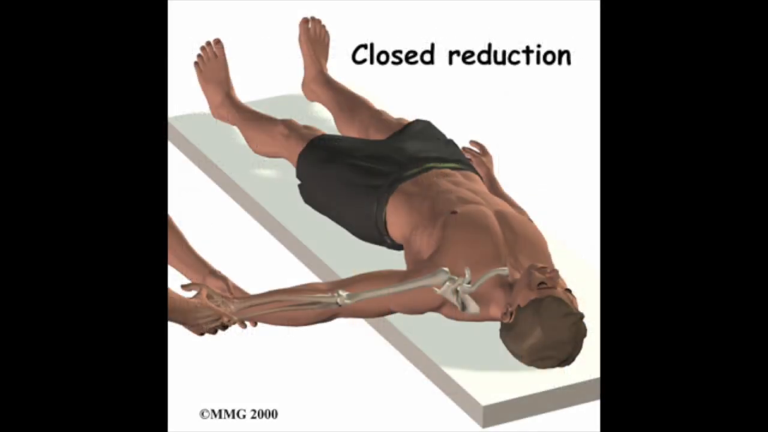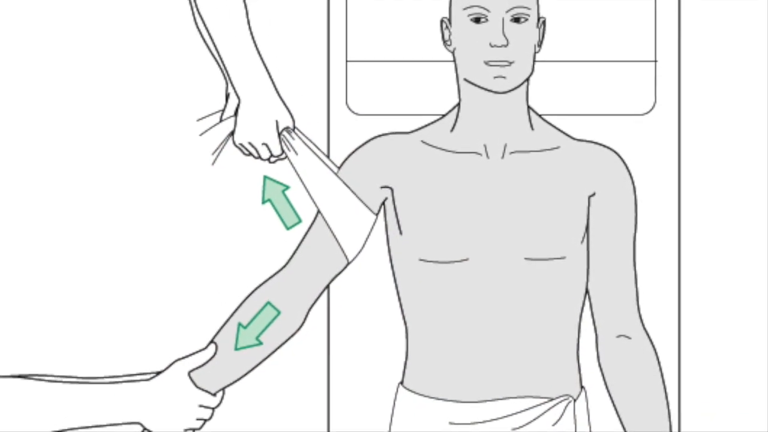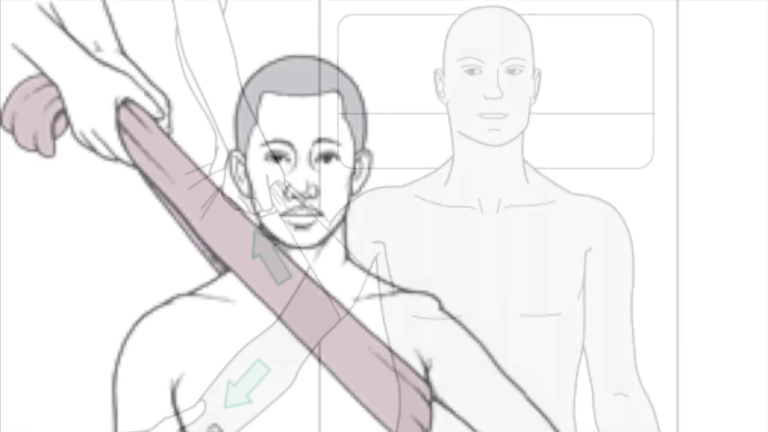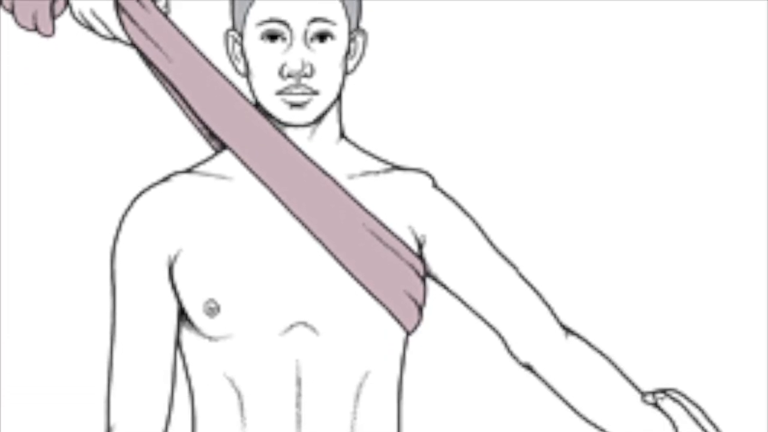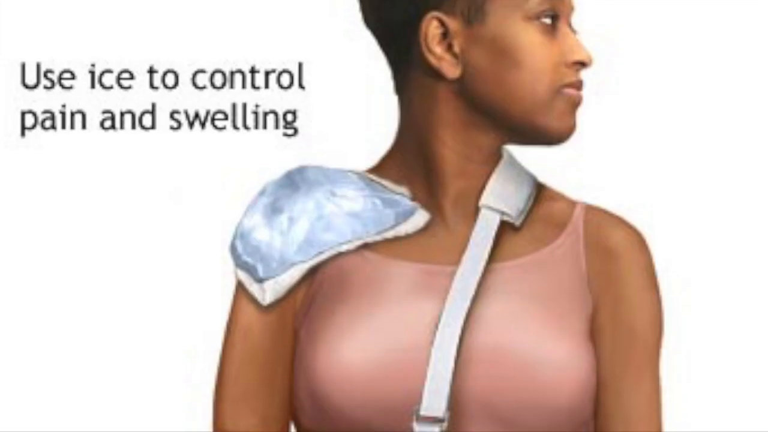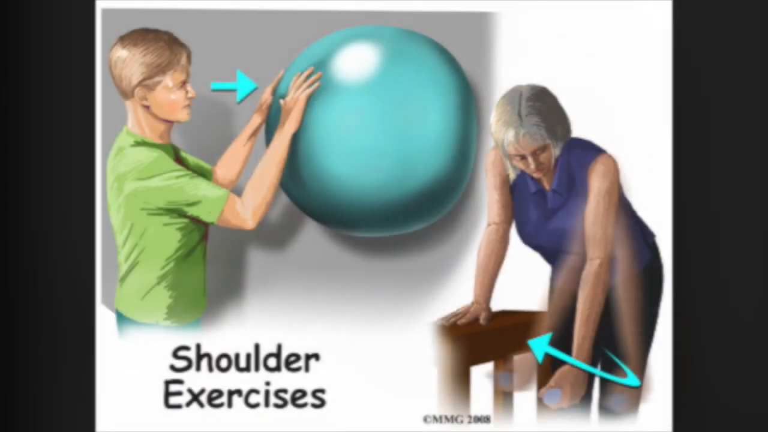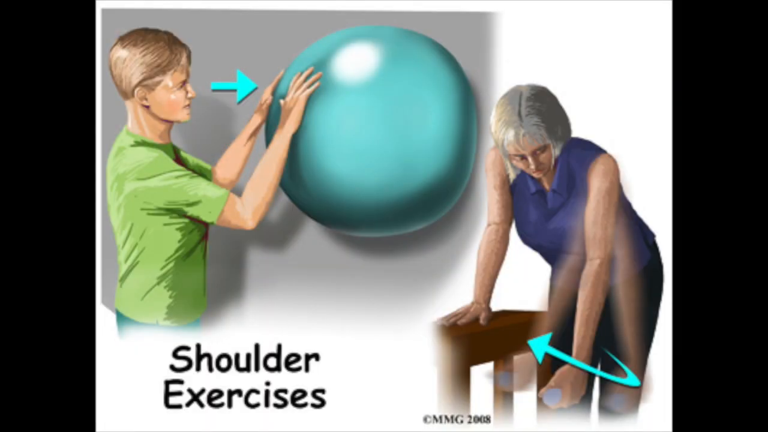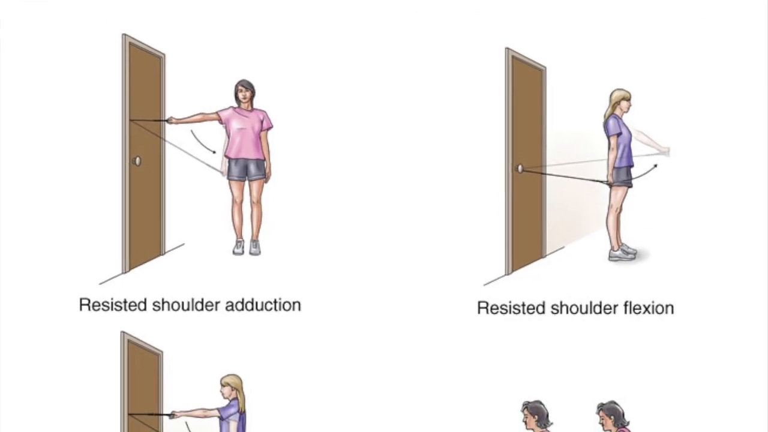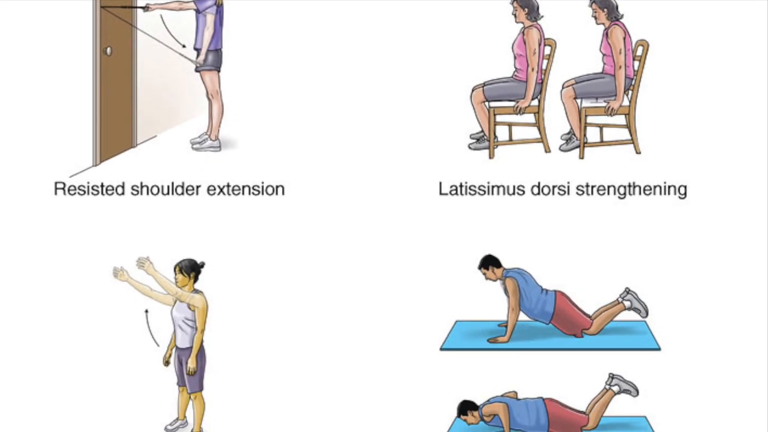A dislocation is treated by a closed reduction, which is when the doctor manipulates the shoulder bones back in their proper positions. This procedure relieves severe pain almost immediately. Surgery is sometimes needed if the shoulder joints or ligaments are weak. Also, splints can be worn to immobilize the shoulder. Rehabilitation and physical therapy are utilized to regain strength, stability, and the range of motion of the shoulder joint.